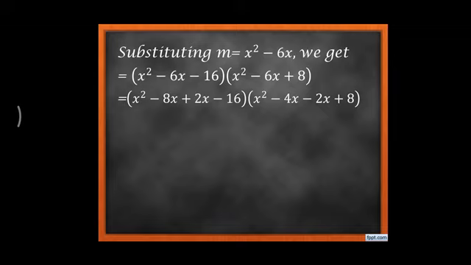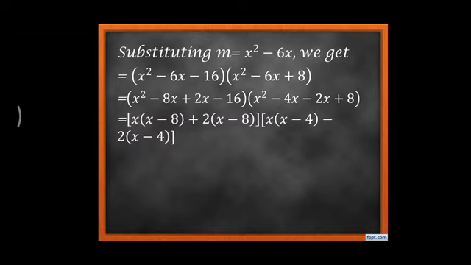But since −6 is there, we will put the minus on the greater number, that is 8. So you have x² − 8x + 2x − 16, and in the second bracket we have the factors of 8 as −4 into −2, we get plus 8, and −4 − 2 you get −6. So in the second bracket we will write it as x² − 4x − 2x + 8.